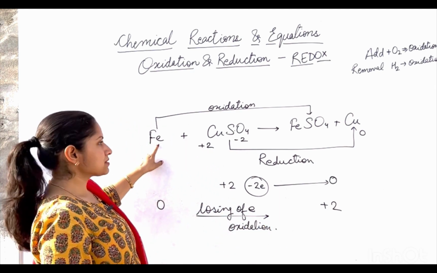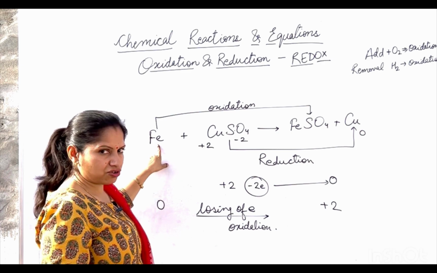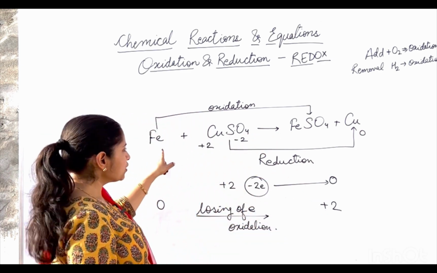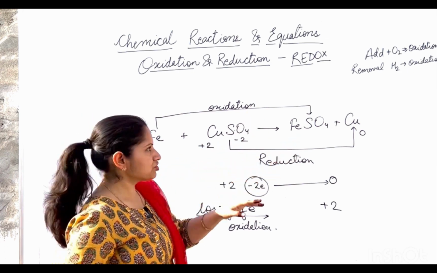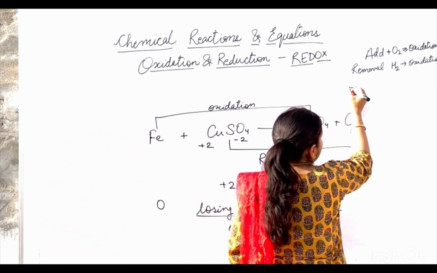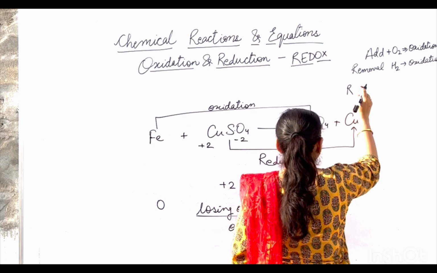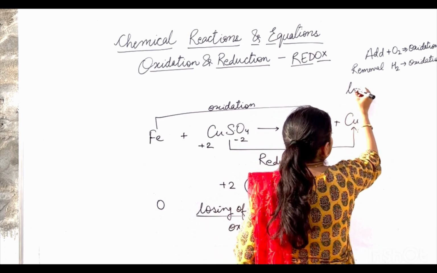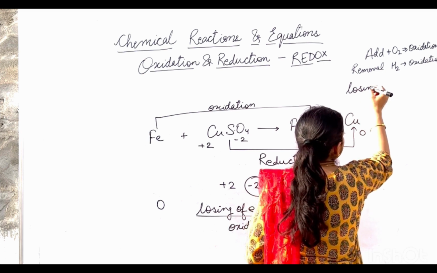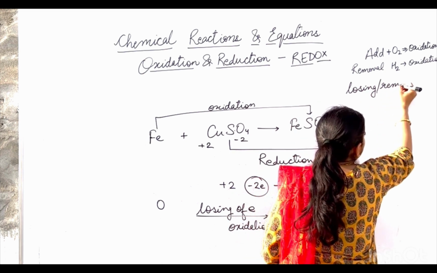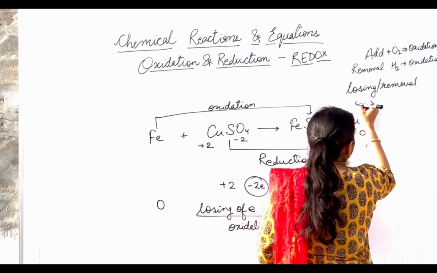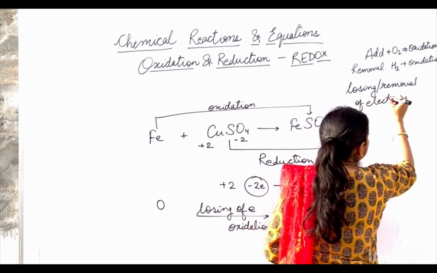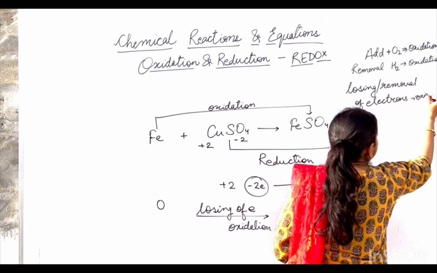Iron was losing some electrons, so that it became +2. So losing of electrons is oxidation. So for oxidation we can write one more thing: losing or removal of electrons is also oxidation.